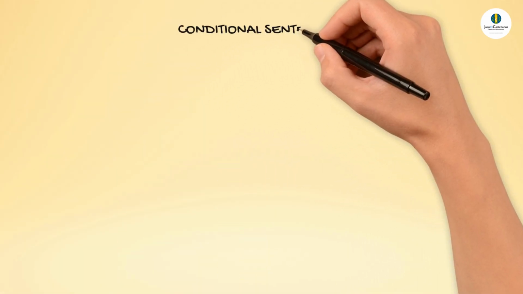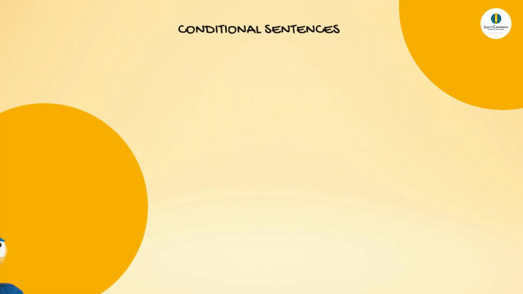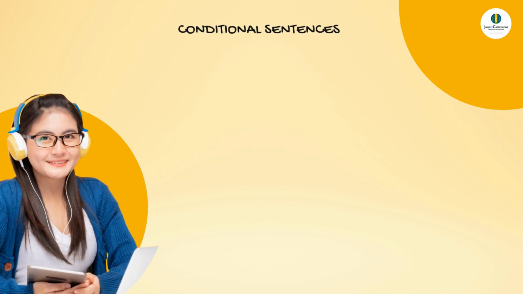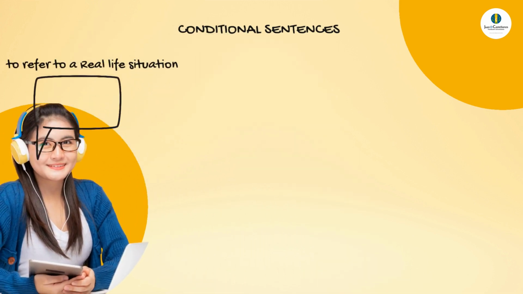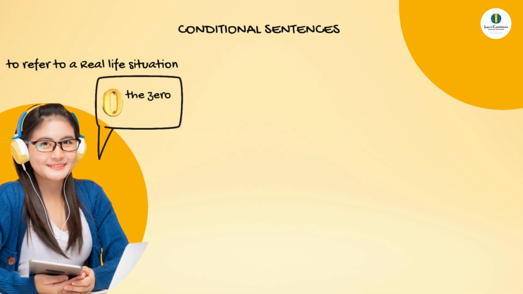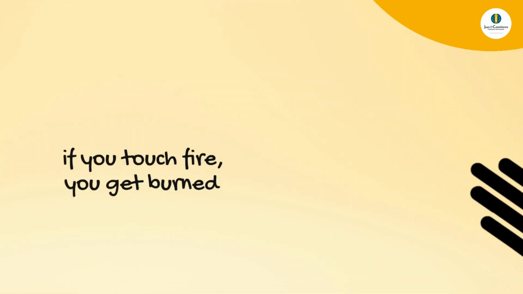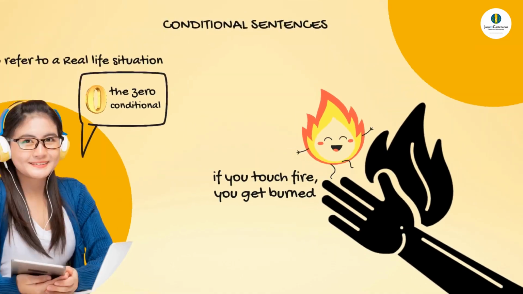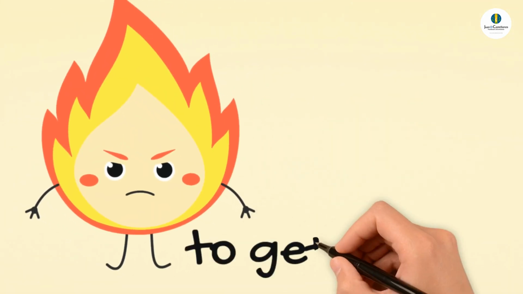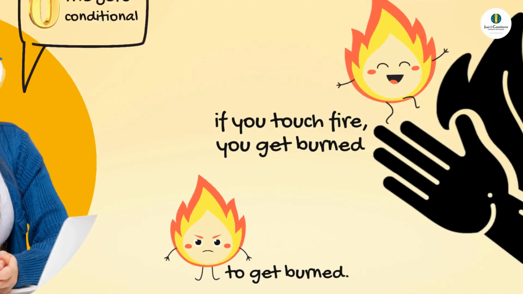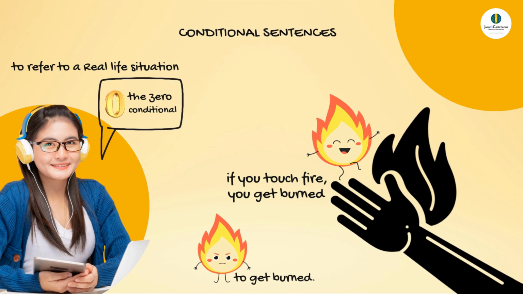Conditional sentences. Now, let us work on this. When we want to refer to a real-life situation, we will use the zero conditional. For example, if you touch fire, you get burned. In this case we know that when a person touches fire it is possible to get burned. Now, let us take a look at the following visual diagram.